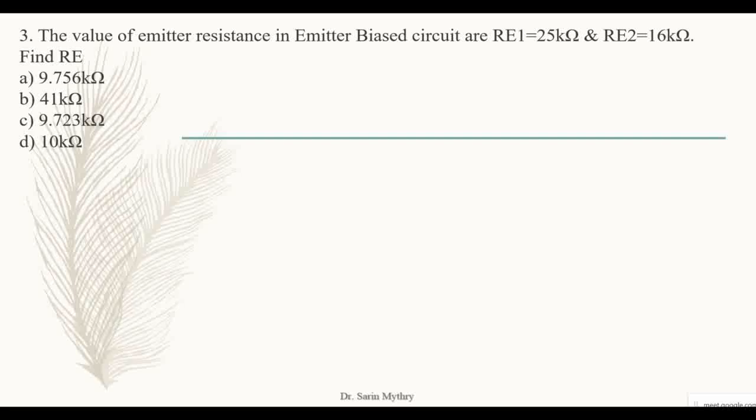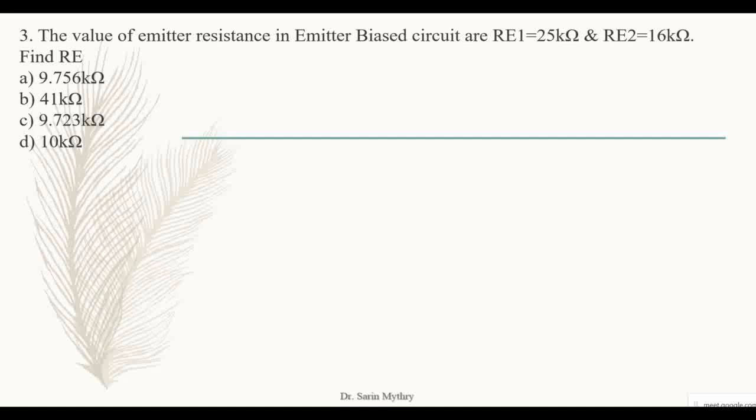We are triggering the circuit from the point of emitter. So this circuit is an emitter bias circuit, and the emitter resistances of two transistors have been given. RE1 is the first transistor's emitter resistance, equal to 25 kilo ohms, and the second transistor's emitter resistance is RE2, equal to 16 kilo ohms. We are supposed to find out the final RE.